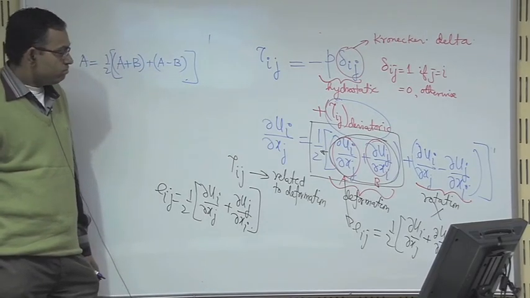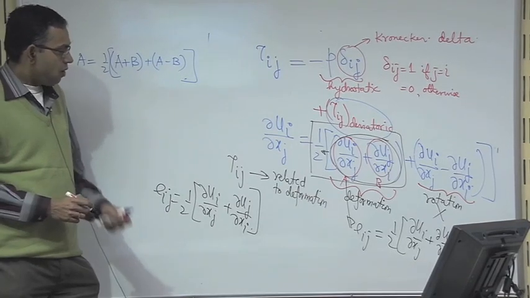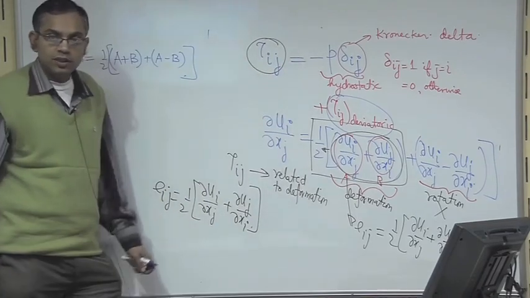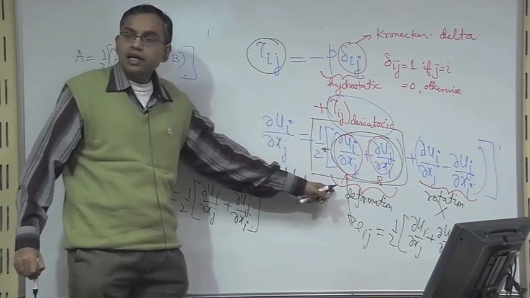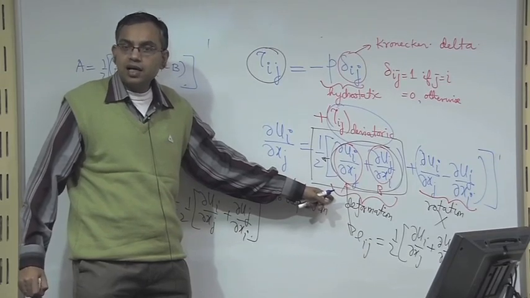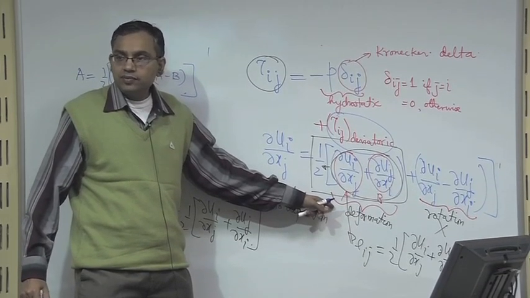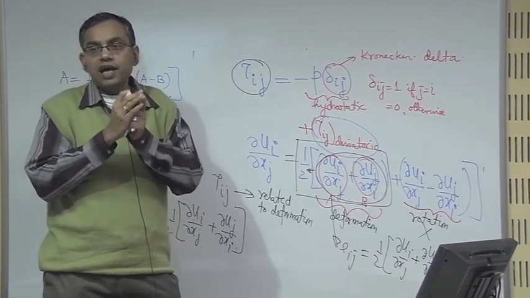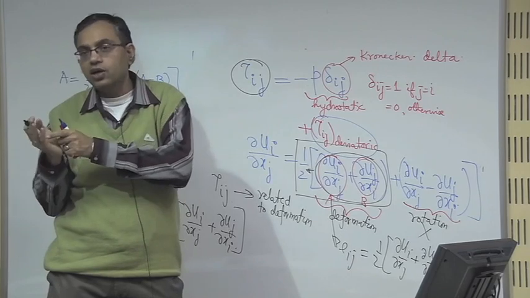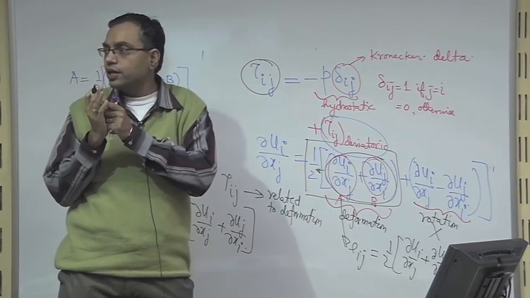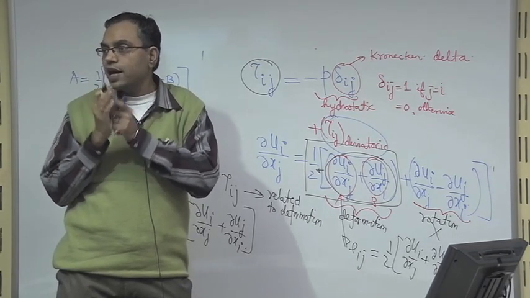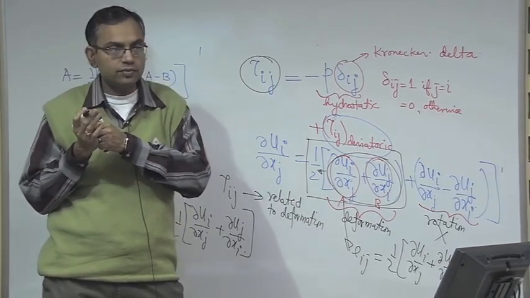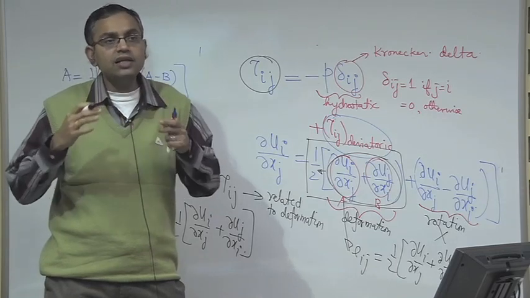Okay. So, now what we can see is that tau i j is a second order tensor. It is related to another second order tensor, which is the deformation tensor, and a second order tensor should now be expressed as a function of another second order tensor basically. So, one second order tensor is the stress, it should be expressed as a function of the rate of deformation tensor, which is a second order tensor. Okay. Now, the question is how they are related.